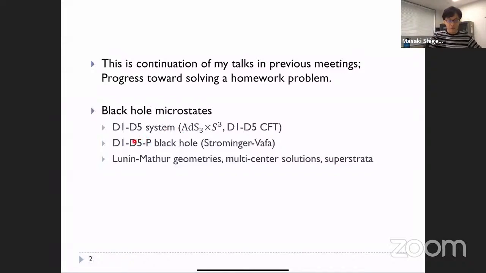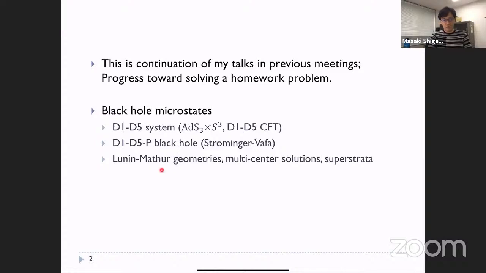So it's going to be about the D1, D5 system, which is the setup where you have AdS3 x S3 dual to the D1, D5 CFT that most of us are familiar with. And that's where the D1, D5, P, the 3-charge black hole, or the Strominger-Vafa black hole, lives. In this system, we have the so-called Lunin-Mathur geometries, which are the 2-charge microstates. And also we have multicenter solutions. So there are different families of microstate geometries.